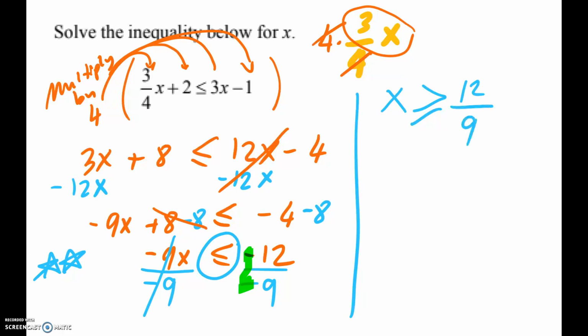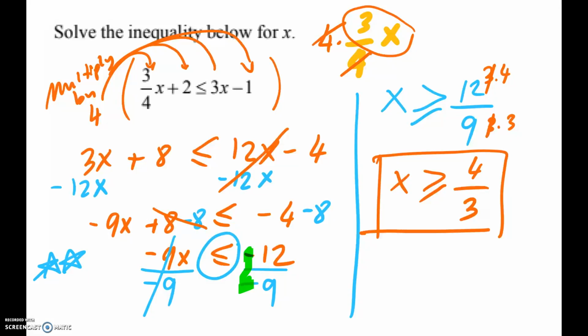I think you can reduce this fraction. X is greater than or equal to, since 12 is 3 times 4, 9 is 3 times 3, and you can simplify these 3's, in other words. So 4 over 3. X is greater than or equal to 4 over 3.